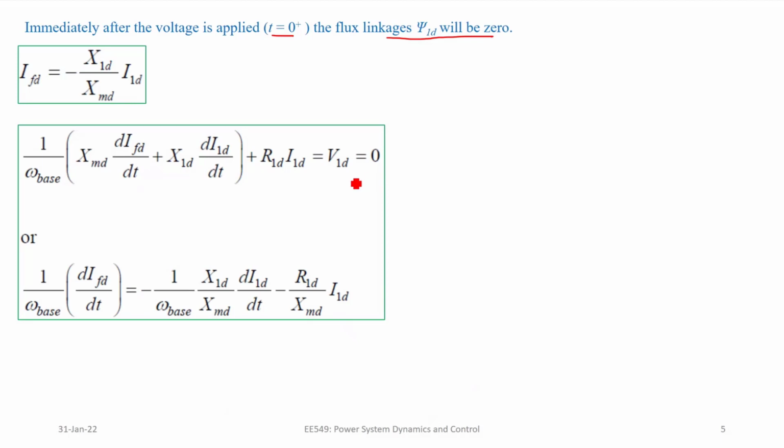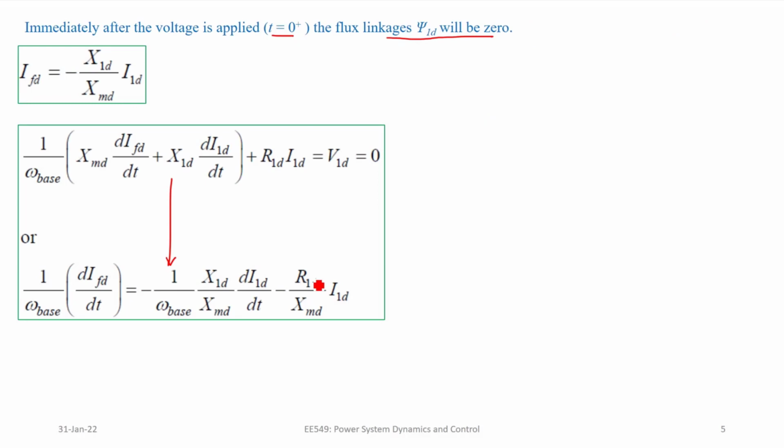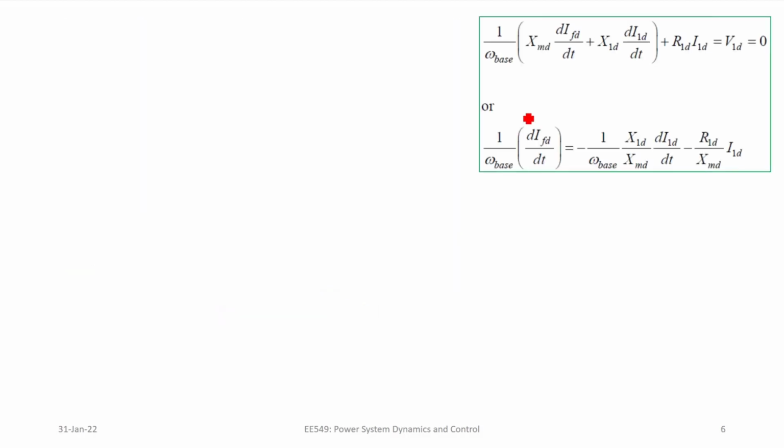Now, if we substitute IFD here and segregate this equation, 1 by omega base d IFD by dt will be equal to minus 1 by omega base X1D by XMD into d I1D by dt minus R1D by XMD into I1D. So from this equation we get this. We got these two equations, right? Now we have this equation.